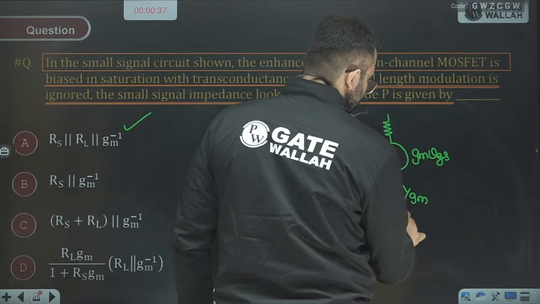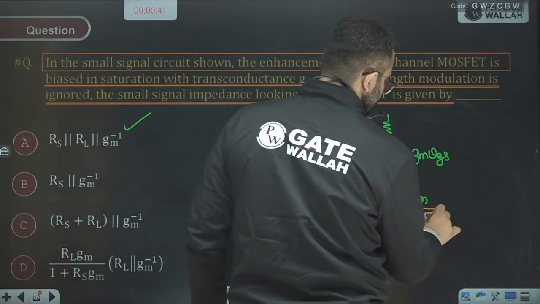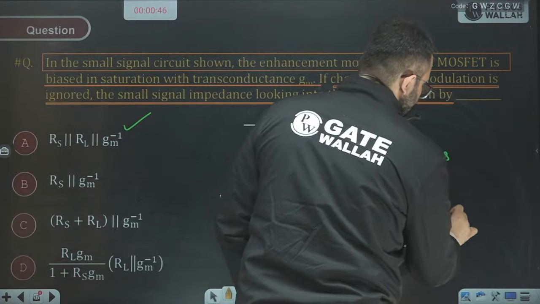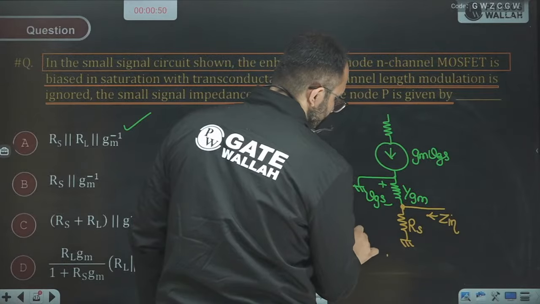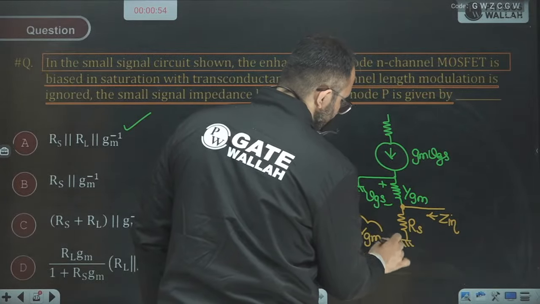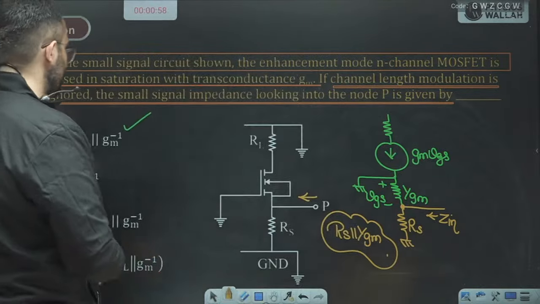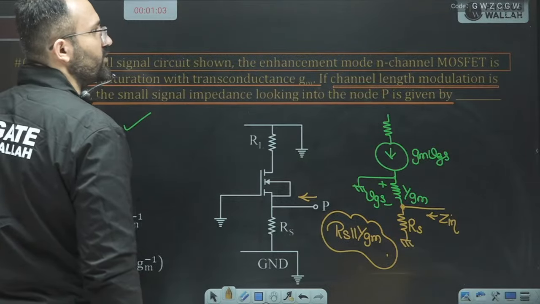Okay, the RS is here. We can see that the input impedance here is RS and 1 upon GM in parallel. RS parallel to 1 upon GM. Very simple question. I hope all of you are able to do it.